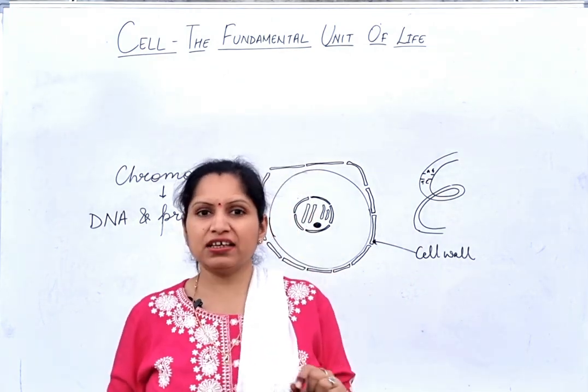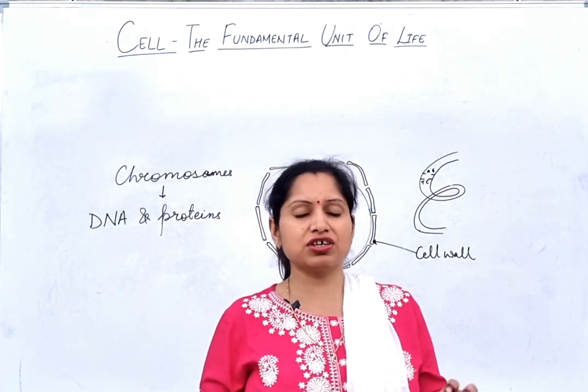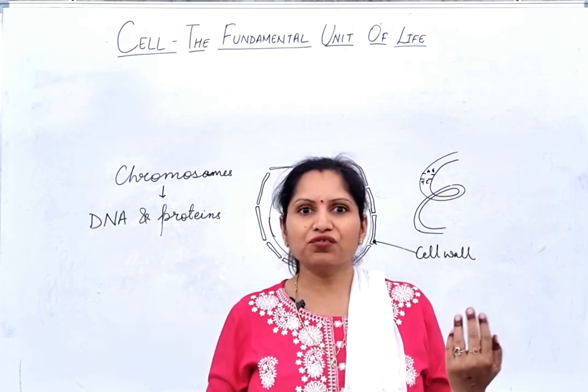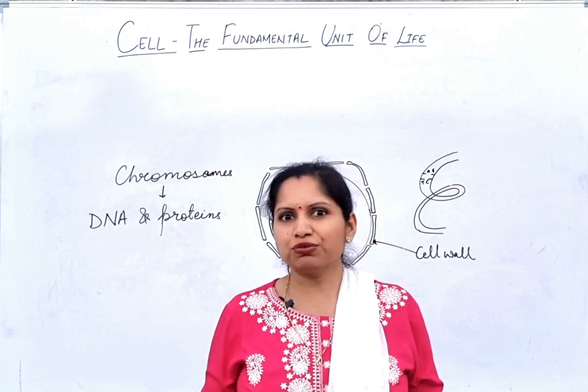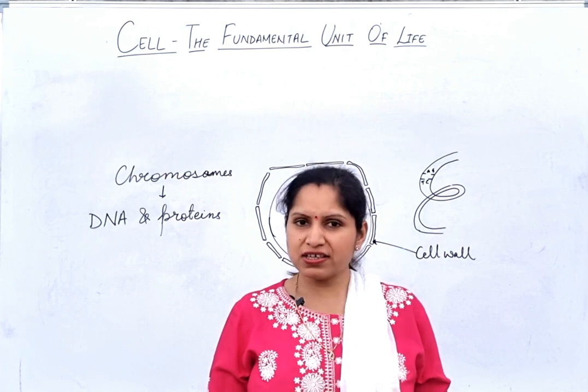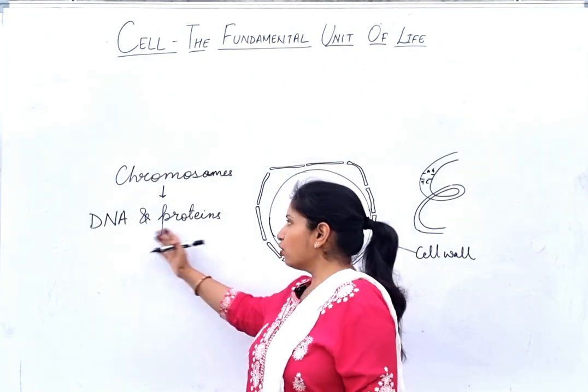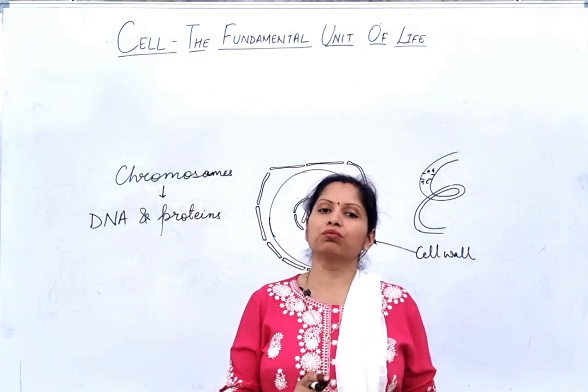And each gene contains specific information. For example, one of the genes will be deciding the color of your eyes. Another gene could be deciding your blood group. So these genes are present on the DNA, and DNA along with the proteins forms the chromosomes.